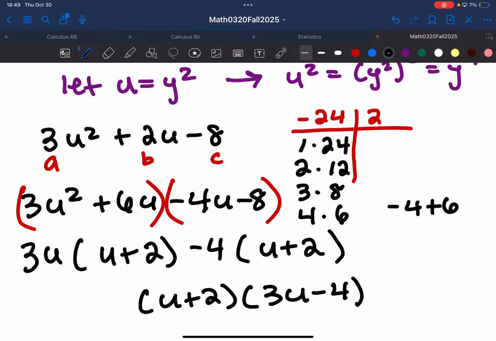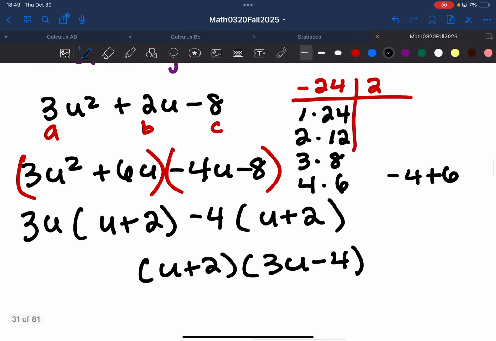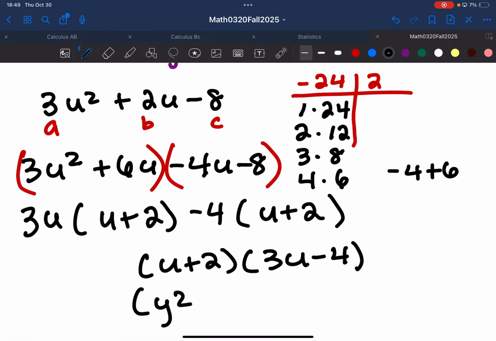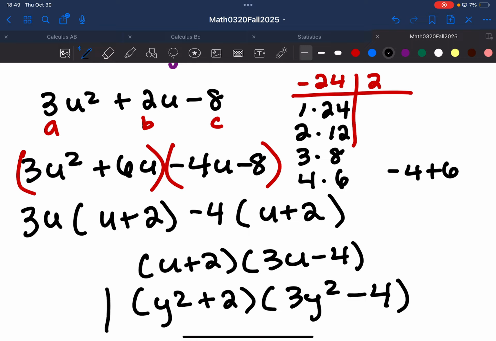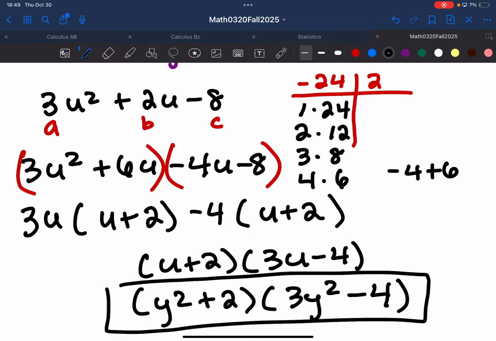But I know u was equal to what? y squared. So I actually have y squared plus 2 times 3y squared minus 4, which is my answer. Which sounded like the one that you had in the beginning, what you said in the beginning.